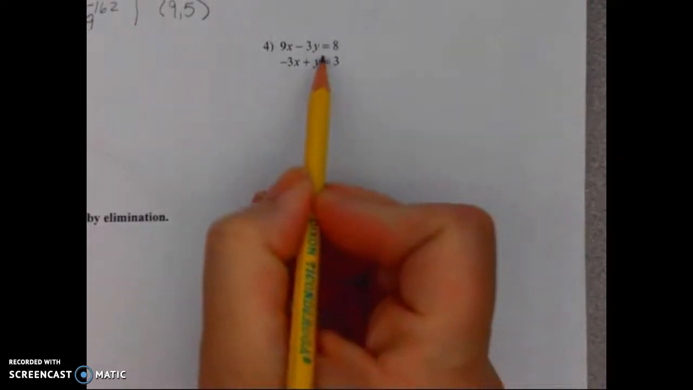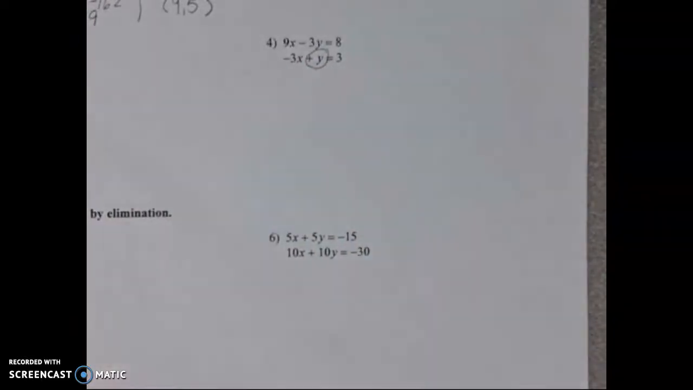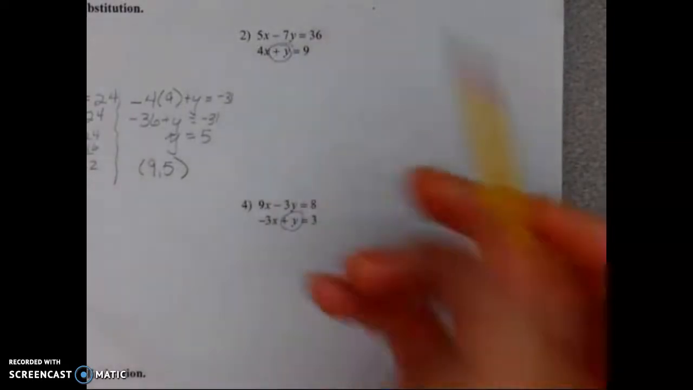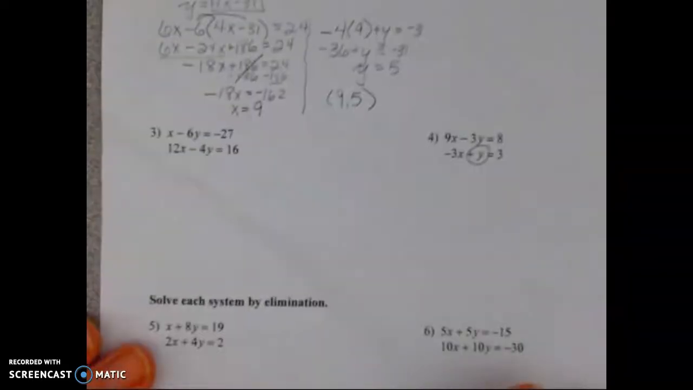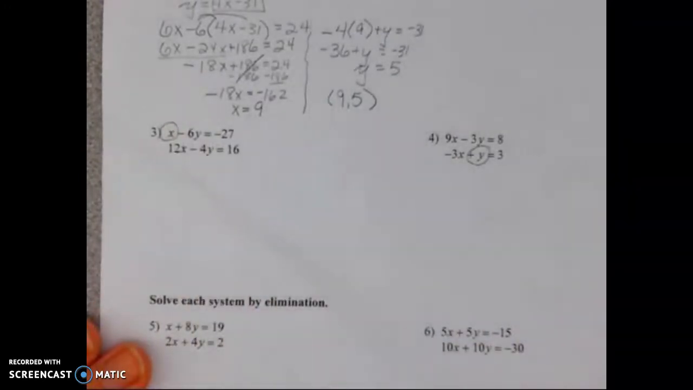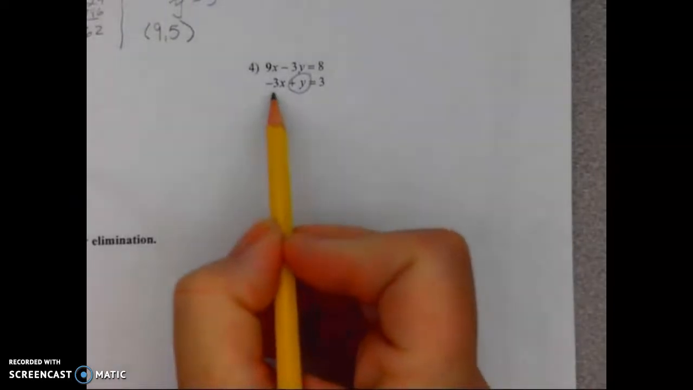Substitution says that you solve for one of the variables. I like to go the easy route, so I choose the variable that has a coefficient of 1. So I'll solve for that y right there. In number 2, I will solve for this y, and for number 3, I will solve for this x. It doesn't always have to be y. You solve for whatever variable is sitting there by itself with no number in front. Okay, so I will solve for this y.